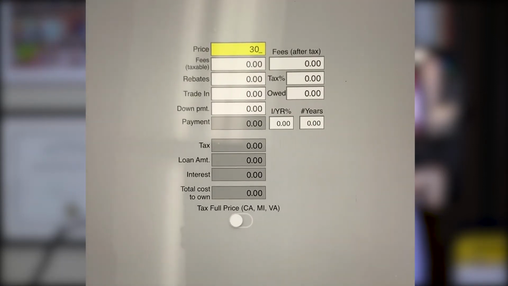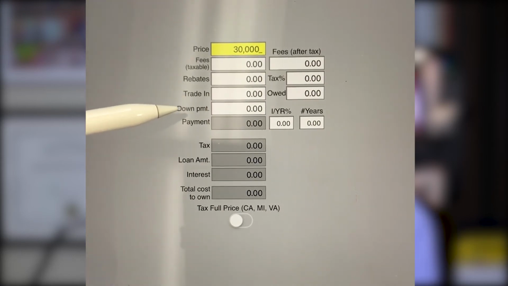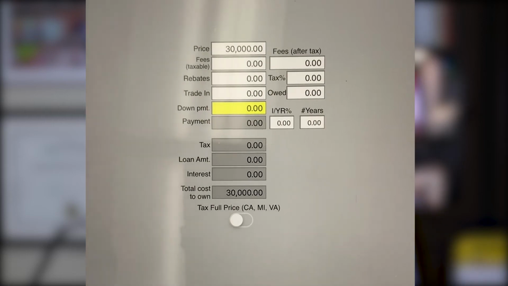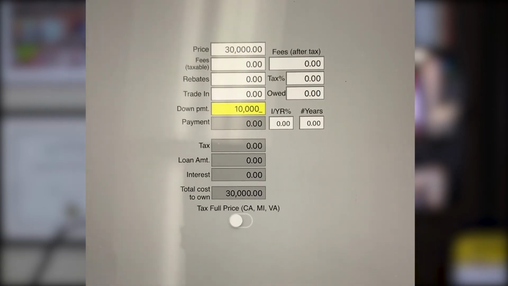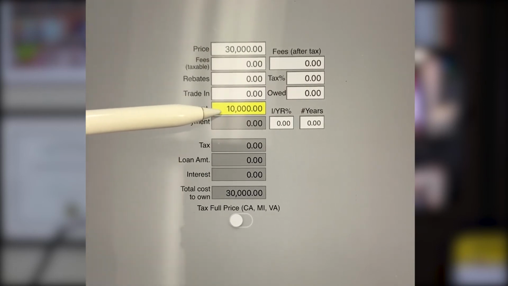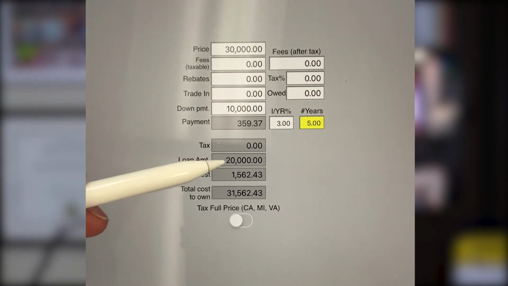Now this is a great tool because we can look at the purchase price. And let's say we bought the car for $30,000, or we're going to buy it for 30. You could put in all the fees, the rebates, the trade-in values, and the down payments. We're just going to stick with the down payment because we're not going to have any of the other fees for this example. But let's say that we put down $10,000, which would mean that we're financing $20,000. So if we come over here and look at the interest rate, we put in our 3%, we put in our 5 years for the duration of the loan. We could see that the loan amount was $20,000.